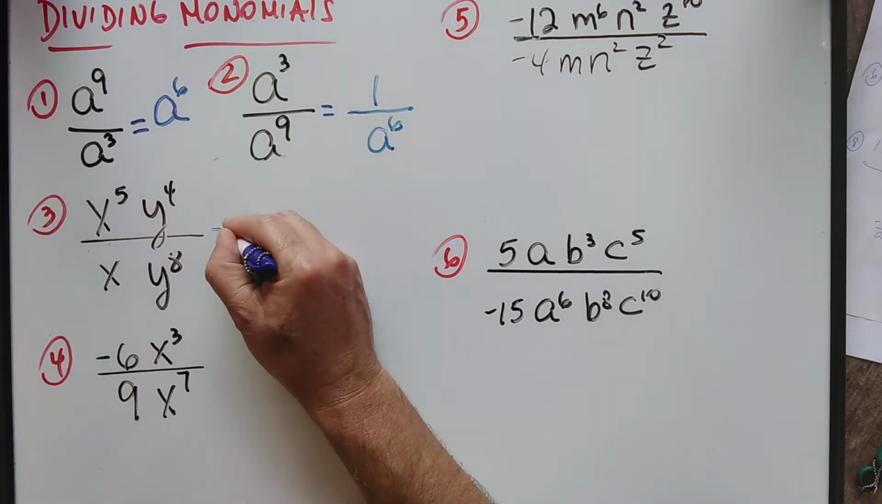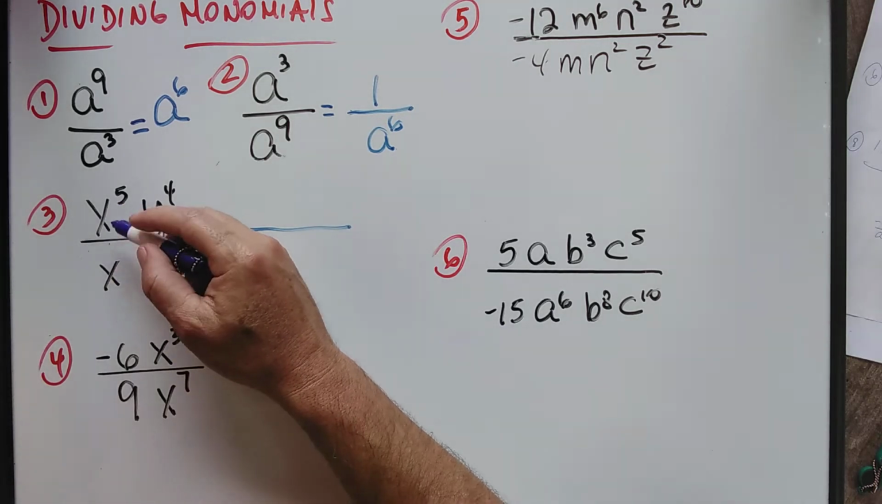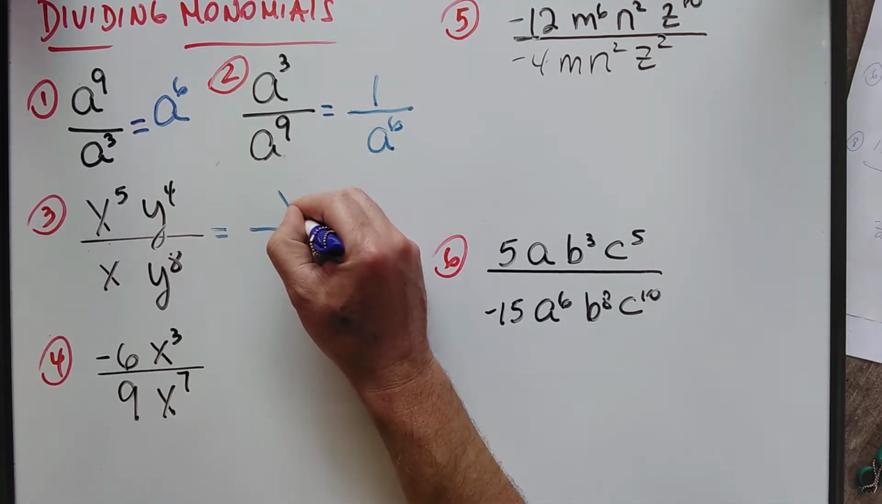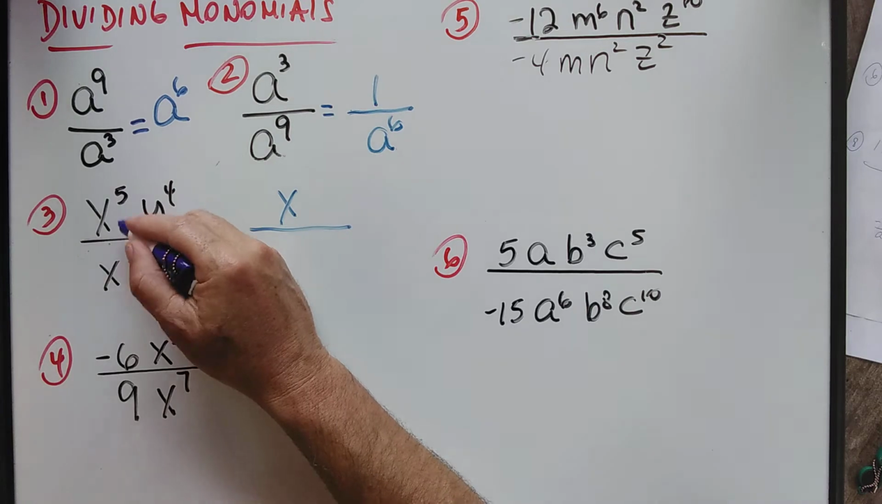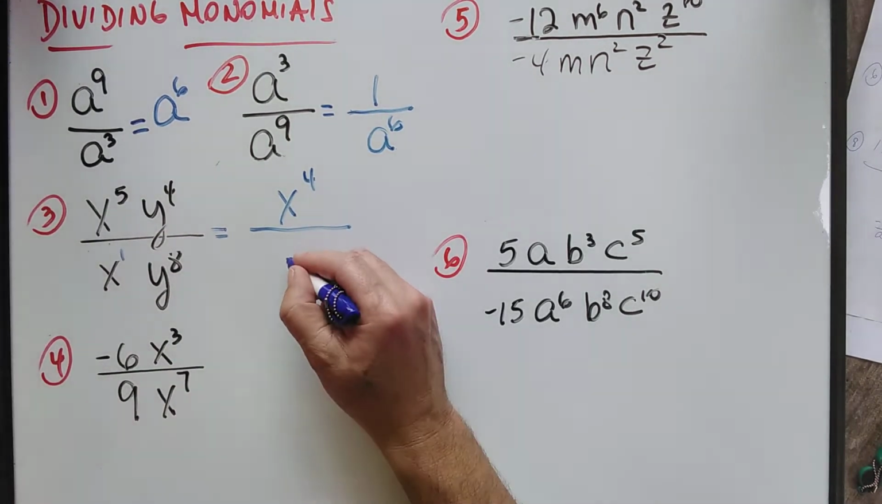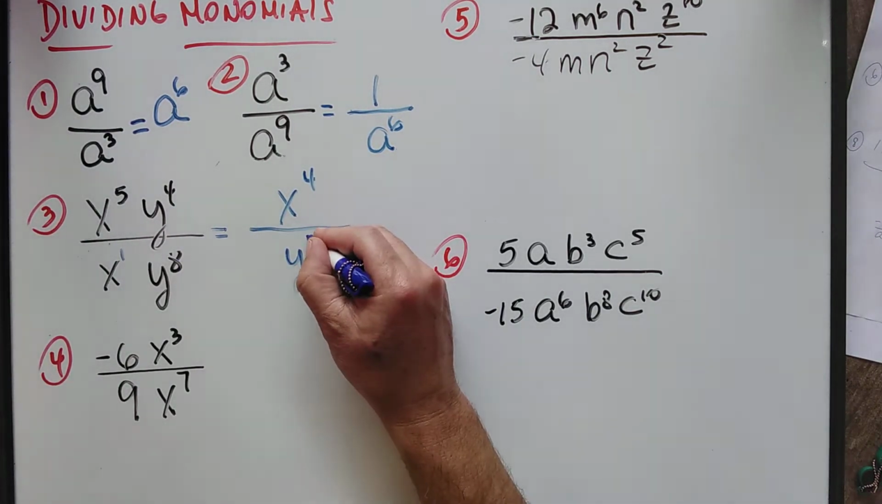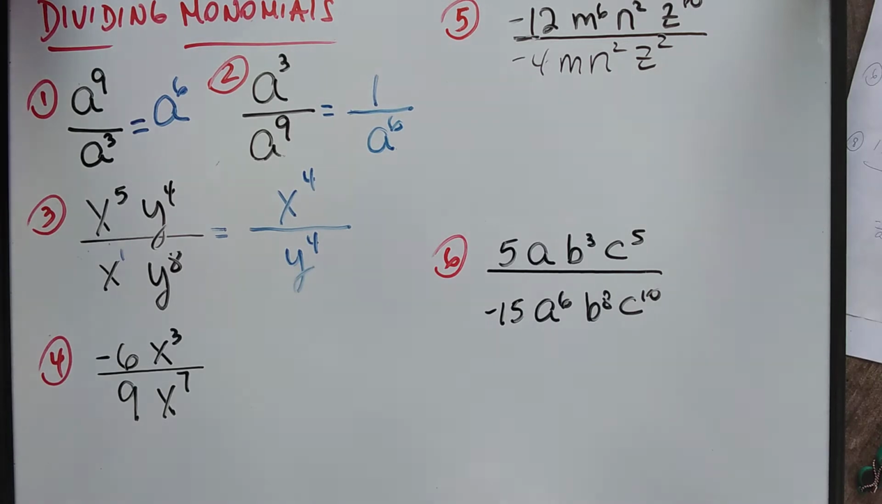Let's look at number 3 for instance. I got two variables. Highest exponent for x is on top, so write down the x on top and then subtract from there. 5 take away 1 is 4. Highest exponent for y is on the bottom. Write it down on the bottom, and then from there you subtract. 8 take away 4 is 4. And you're done. Okay? What about this one?